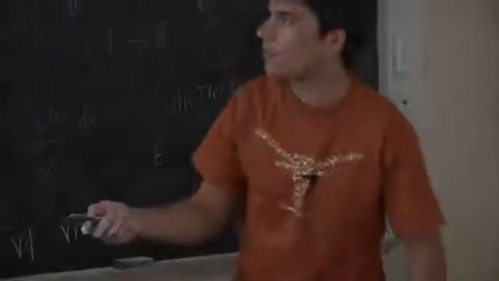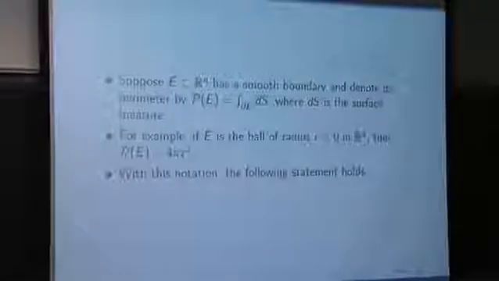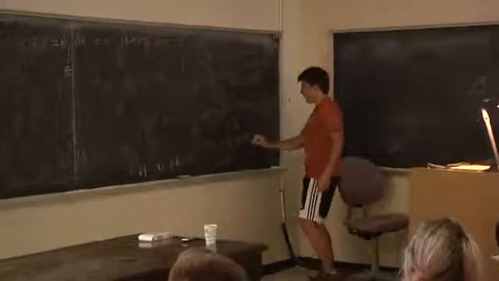So remember here, okay, where did I introduce it? The perimeter of E was defined to be the integral of ds over the boundary of E, right? So then this is just equal to the perimeter of E. Okay, so this proves it.